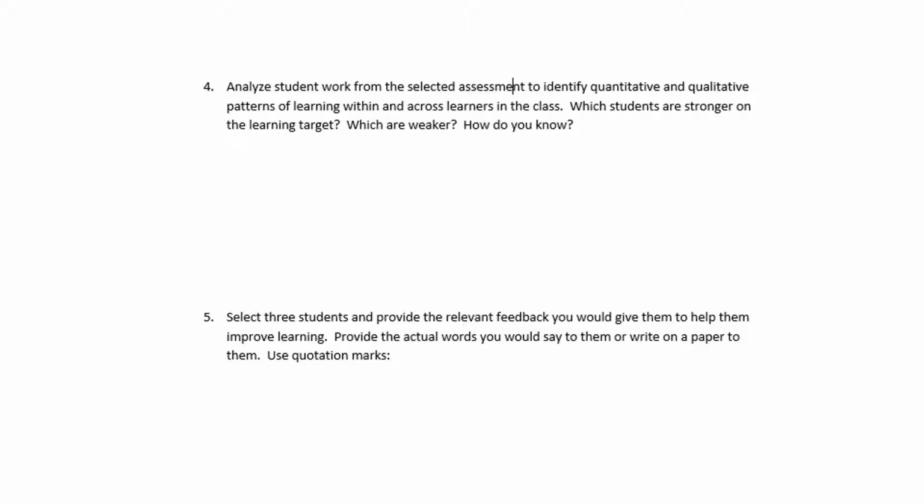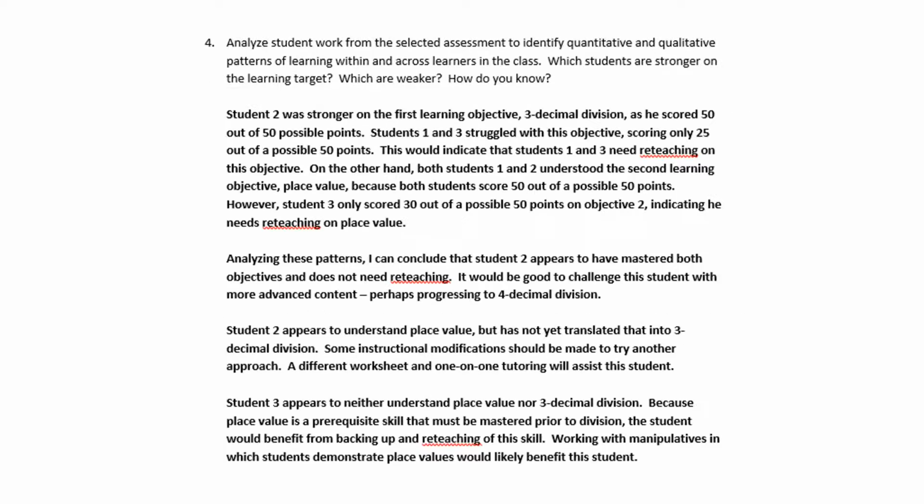Number 5 says select 3 students and provide the relative feedback you would give them to help them improve learning. Provide the actual words you would say to them or write on the paper to them. Use quotation marks. So this is about using effective feedback that we've talked about in these lectures. It should be specific and it should be encouraging, but it should help the student improve. It should encourage mastery learning. Let's see what examples of this might look like.